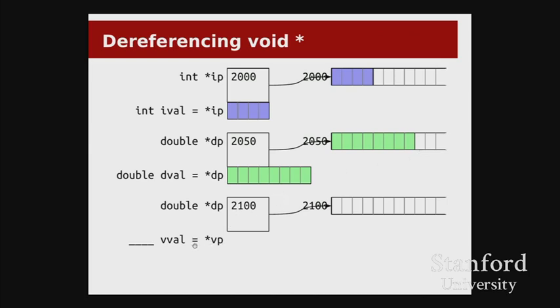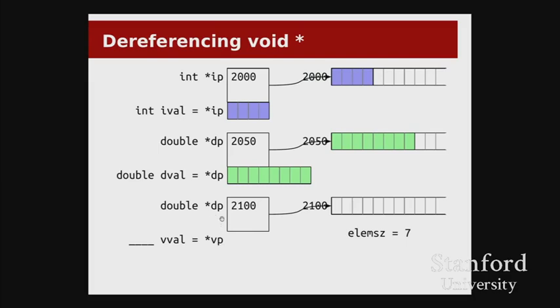So now I've got the same two problems that I had with the swap function. If I say star VP, how do I know how much to copy from this region? And what exactly do I call this VVal? What do I put in this blank? Well, it turns out we can solve part of that problem with a size. So here I'm saying that the size is actually 7 bytes. So if we know that the thing that VP is pointing to is 7 bytes, how can we use that information to answer both of these questions? How do I copy, and then how do I allocate?